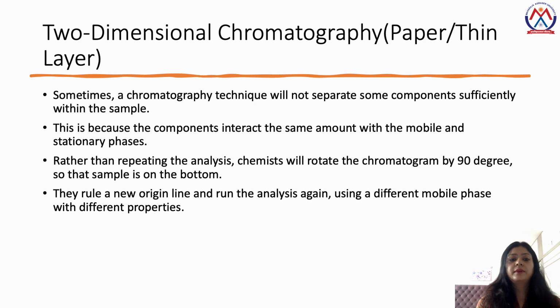There is another type of chromatography, two-dimensional chromatography. It can be done in the case of paper or thin layer. Sometimes a chromatography technique will not separate some components sufficiently within the sample. This is because the components interact the same amount with the mobile and stationary phases. Rather than repeating the analysis, the chemist will rotate the chromatogram by 90 degrees so that the sample is on the bottom. They rule a new origin line and run the analysis again using a different mobile phase with different properties.